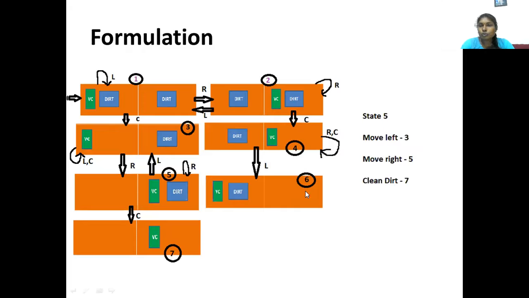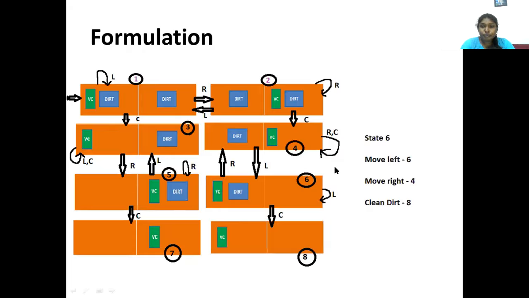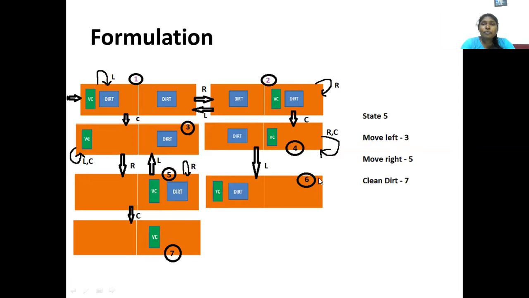Similarly, for state 6, again we have 3 possible transitions: move left, move right, or clean dirt. Already it is in the left room. So when it wants to move left, it will go for a self loop condition. When the vacuum cleaner wants to move right, the dirt will remain as it is in the left side room, and the vacuum cleaner will move to the right side room. So it will make a transition to state 4.